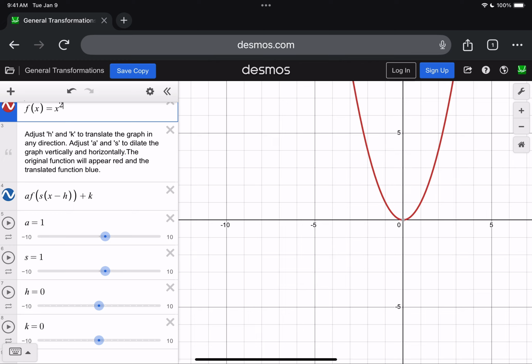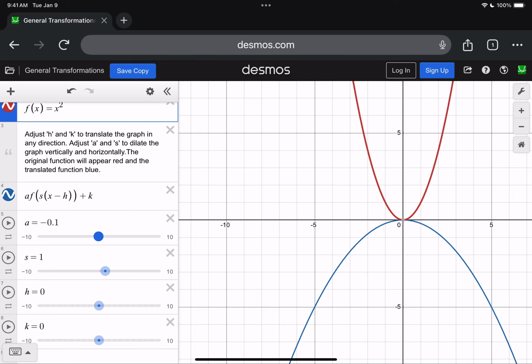if you want to play around with them, if you just slide these from side to side, see the blue graph now looks different than the red graph. And you can go all the way in both directions so you can see it flipped upside down. Okay, so you can see that if you move the H, it'll move it to the left or to the right. And if you move the K, it'll move it up or down. And the S stretches it horizontally. So it bends up and down that way.